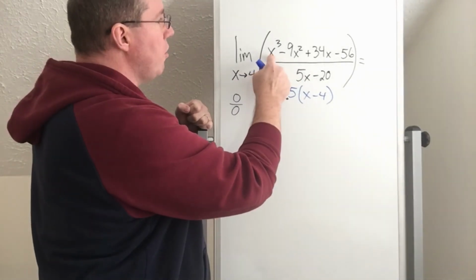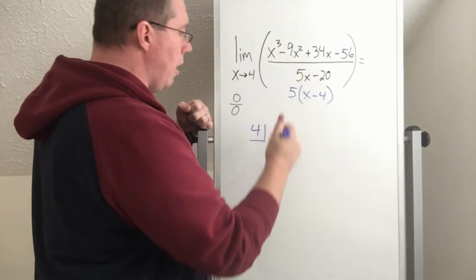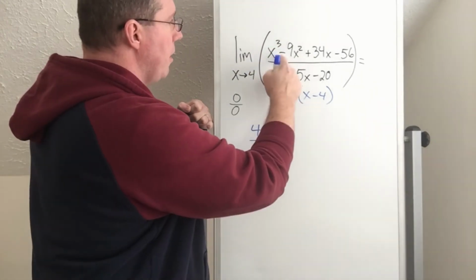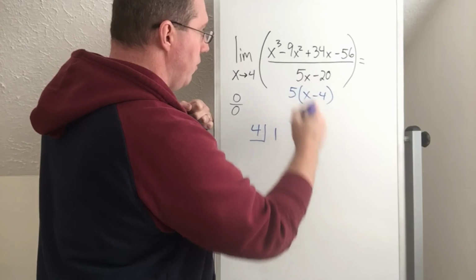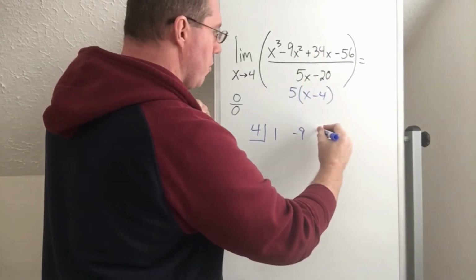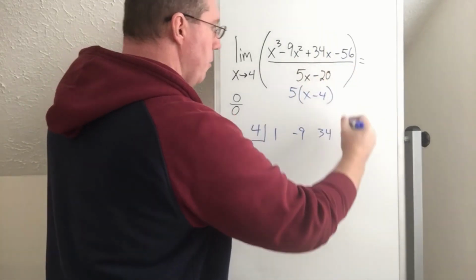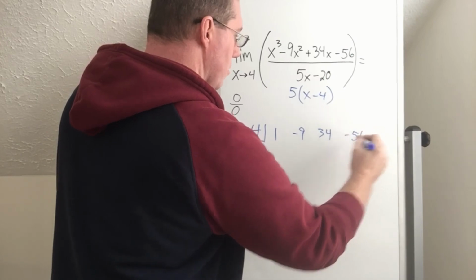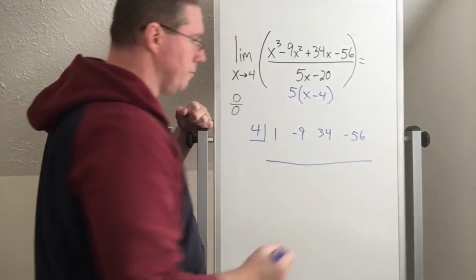Then we're going to put, what's the coefficient of x cubed here? There's a 1 there, right? So we're going to put a 1 there. Then we have negative 9 as the coefficient of x squared. Then we have 34 as the coefficient of x. And then we have negative 56. We'll draw our line here.